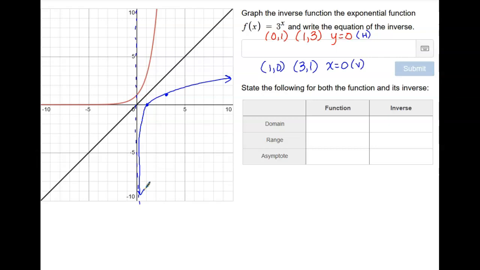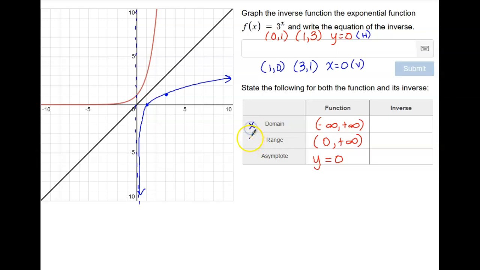Okay, now, for the parent function, we know that the domain is going to be from negative infinity to positive infinity. We're going to do the asymptote first. The asymptote is going to be y equals 0, and then the range is going to be from 0 to positive infinity.